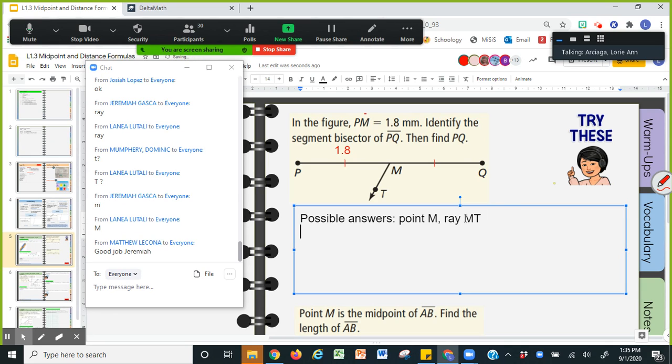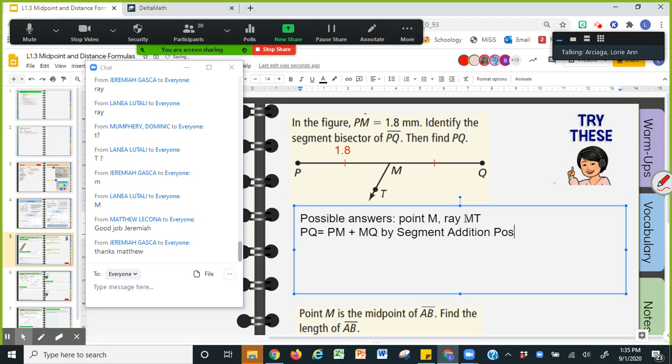Now, find PQ. How do you find PQ? So PQ is a combination of PM plus MQ, right? By the segment addition postulate. I'm trying to bring back those things we learned in the past in case you were confused. It's by the segment addition postulate because it's divided into two portions. And when we start proving, that's how we're going to do it.